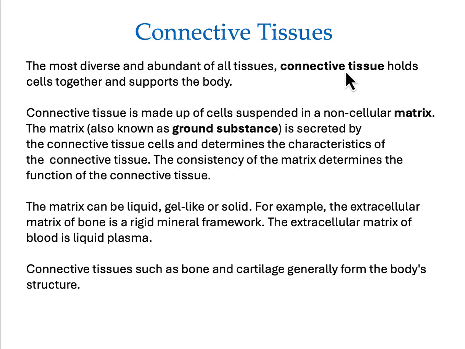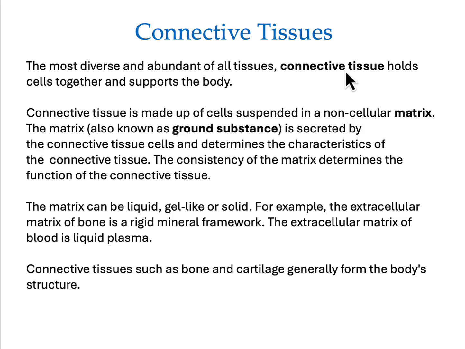Connective tissues. The most diverse and abundant of all tissues, connective tissue holds cells together and supports the body. Connective tissue is made up of cells suspended in a non-cellular matrix. The matrix, also known as ground substance, is secreted by the connective tissue cells and determines the characteristics of the connective tissue. The consistency of the matrix determines the function of the connective tissue.